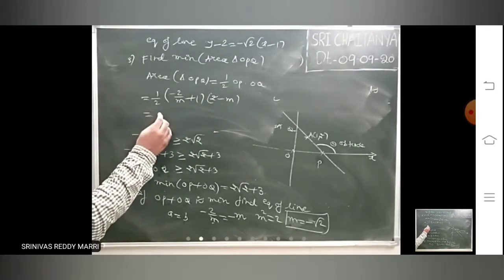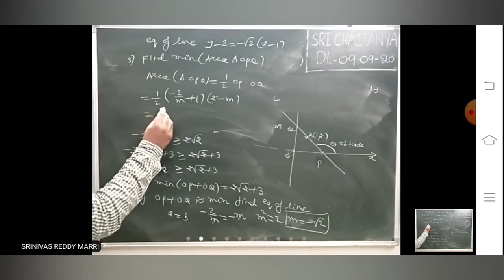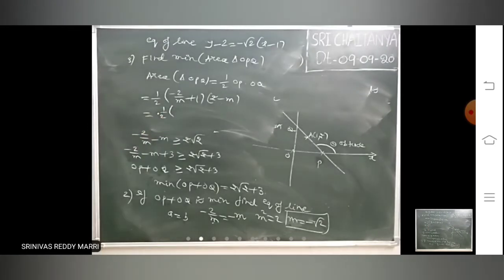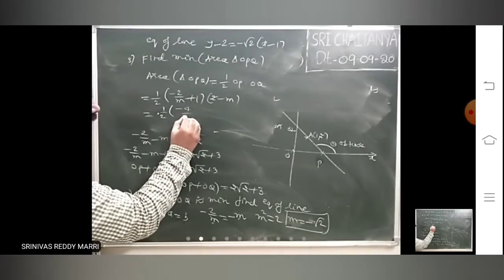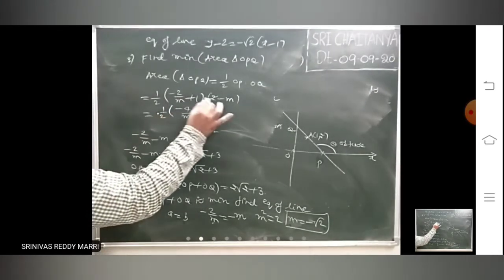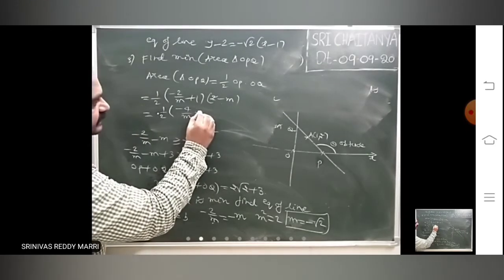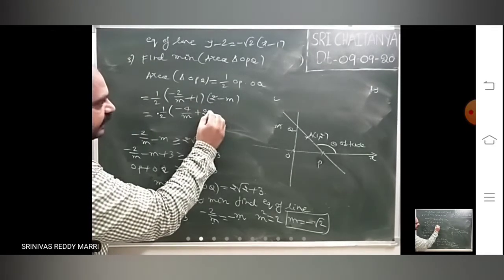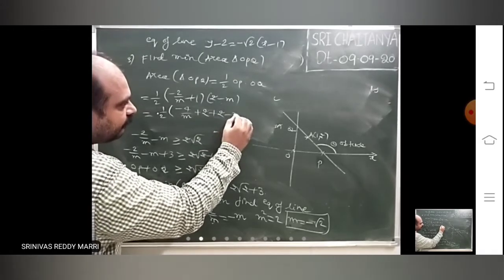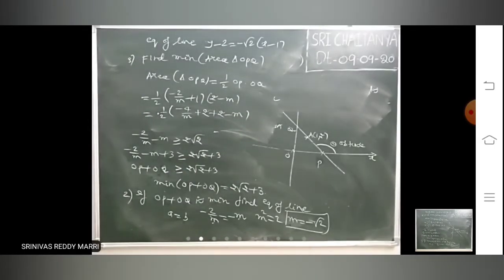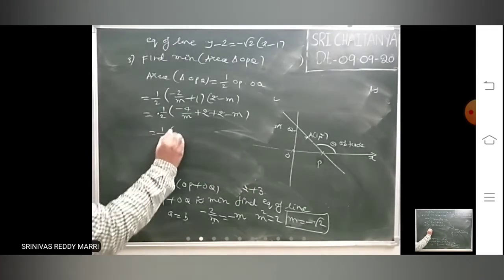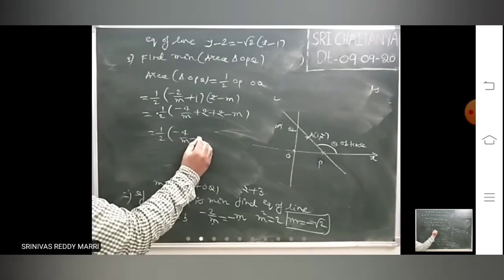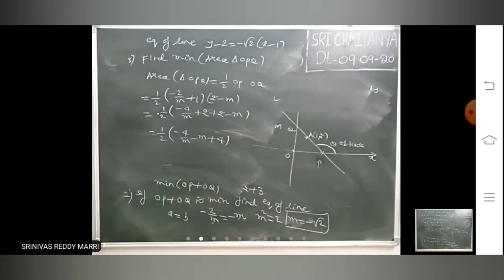Now you have to find the minimum value. That means you will get 1 by 2 into, multiplying this out: minus 4 by M, this into minus M is plus 2, 1 into 2 is 2, minus M. So therefore, the area of the triangle you got is 1 by 2 into (minus 4 by M minus M plus 4).